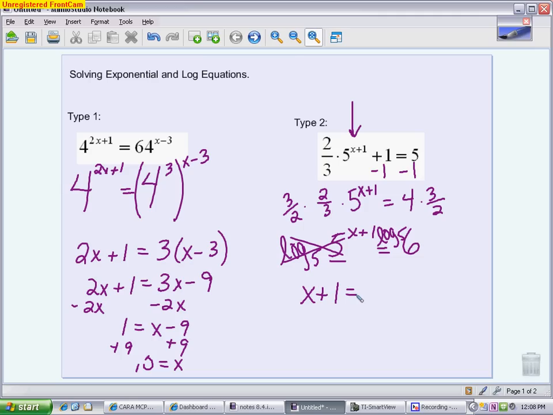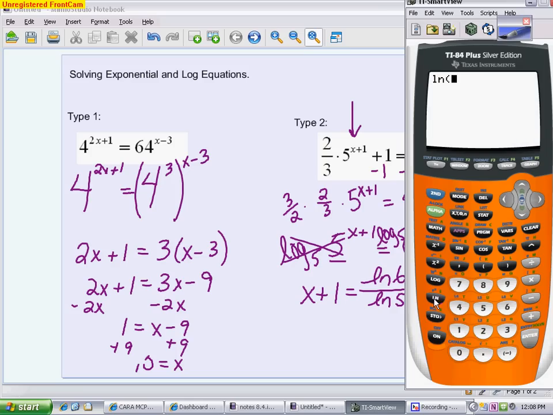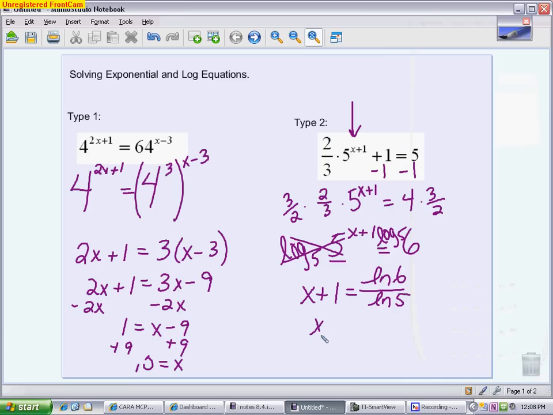You can either take the common log of 6 divided by the common log of 5, or you can take the natural log of 6 divided by the natural log of 5. So I'm going to do the natural log of 6 divided by the natural log of 5. I'm going to go to my calculator to figure that out. Natural log of 6, close your parentheses, divided by the natural log of 5. So you're going to get a decimal, and you should expect decimals. So you get around 1.113. Subtract 1 from both sides, so my final answer is about 0.113.